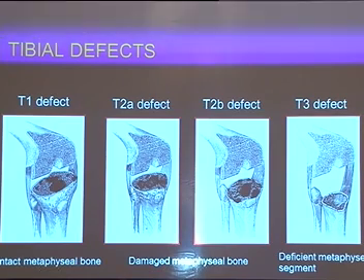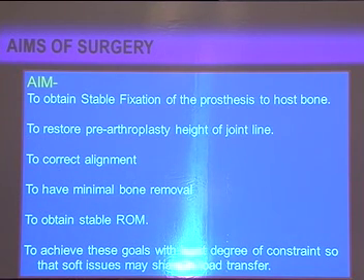The same applies for tibial defects, which could be T1 if it's intact metaphyseal bone, or T2 if it's damaged, and T3 has a deficient metaphyseal segment or sleeve. The aims of surgical procedure in a revision knee arthroplasty are to obtain a stable fixation of the prosthesis to host bone, to restore pre-arthroplasty height of the joint line, to correct alignment, to have minimal bone removal, to obtain a stable range of movement, and to achieve all these goals with the least degree of constraint so the soft tissues can take the load during load transfer.